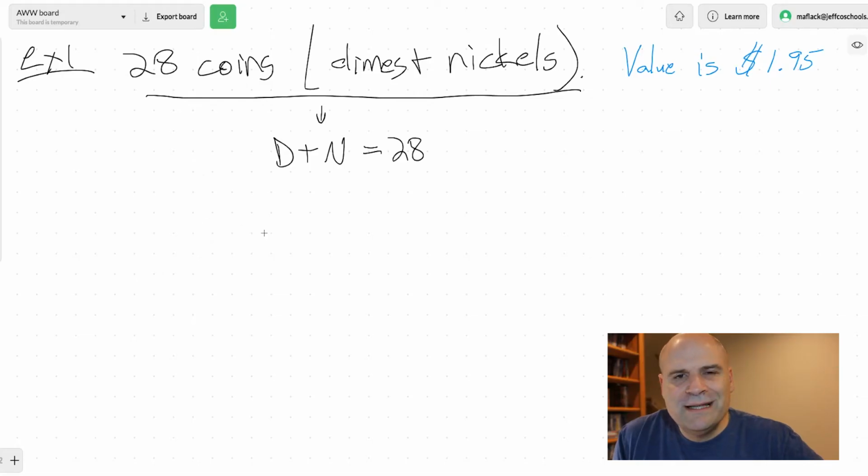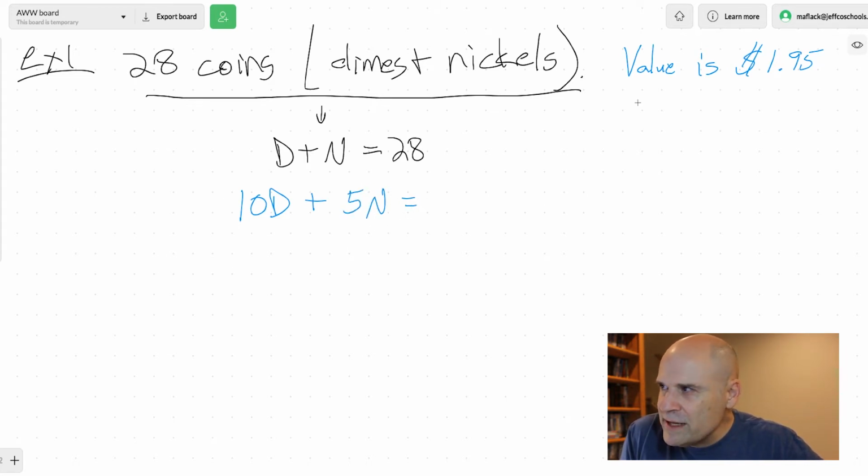So how do you calculate your dimes and nickels? Well, for every dime you have 10 cents. Congratulations. So we're going to multiply our number of dimes times 10. And how do you calculate your nickels? Well, for every nickel you have 5 cents. So 5 times your number of nickels. This has to equal, since the value is $1.95, $1.95.